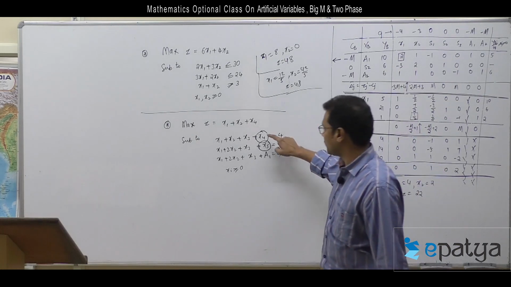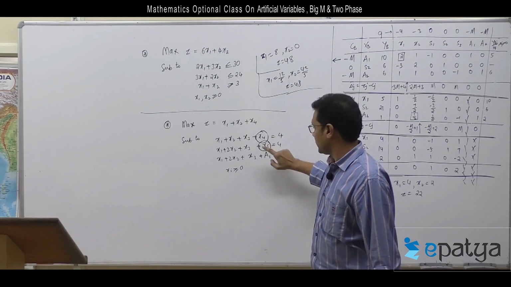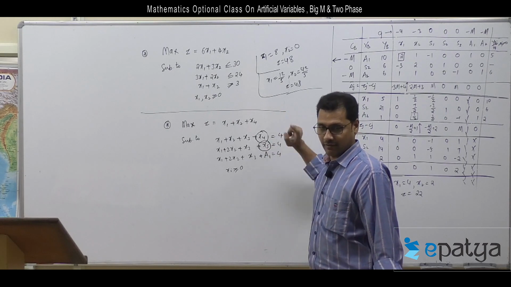Why x4 you consider as slack variable, x5 also consider as slack variable.